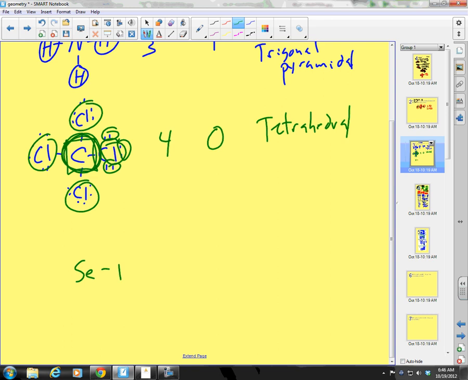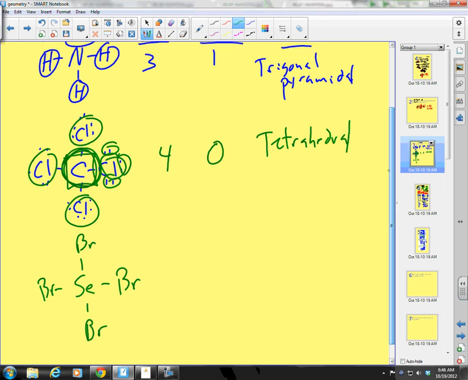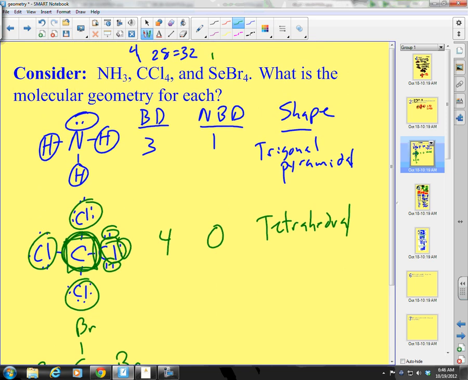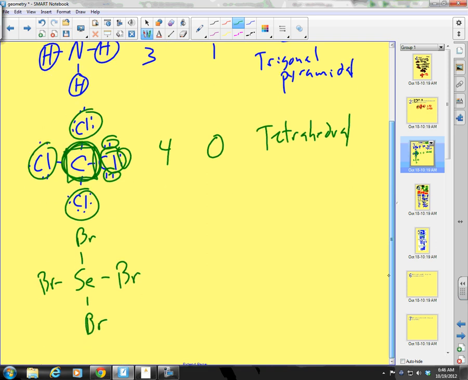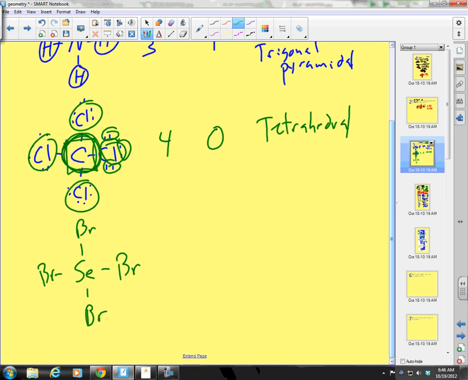And the last one, we have selenium tetrabromide. Now I better count my valence electrons. 6 and 4 times 7 is 28, 34. I need 34 valence electrons. So let's complete my octets.